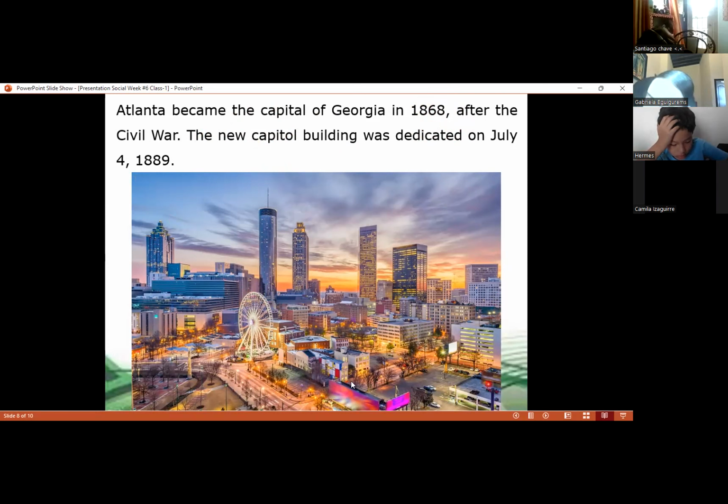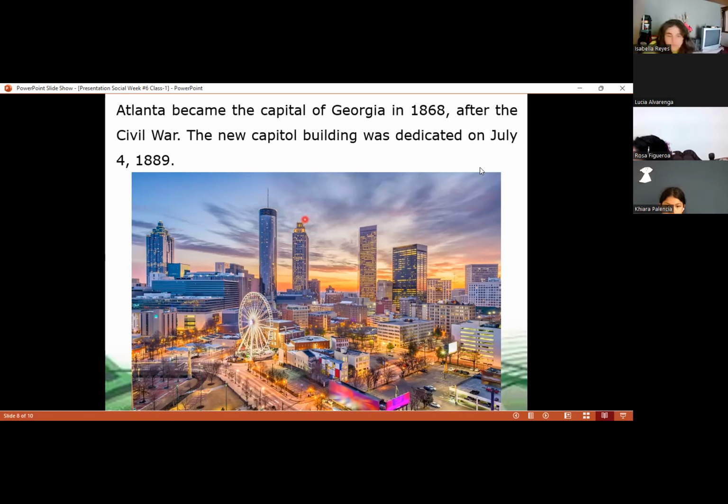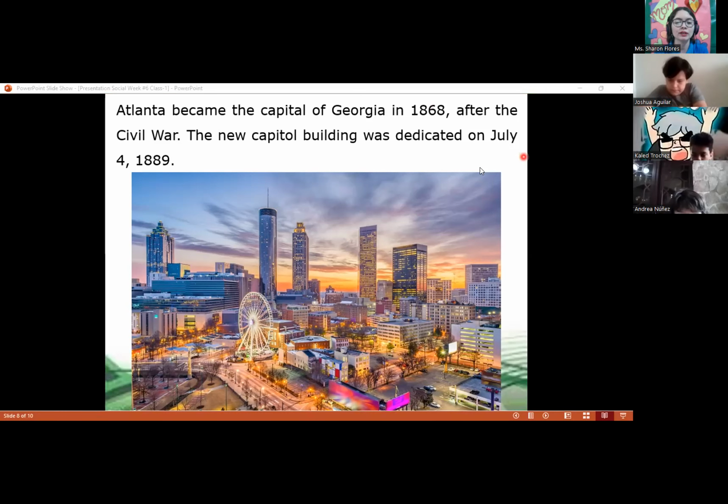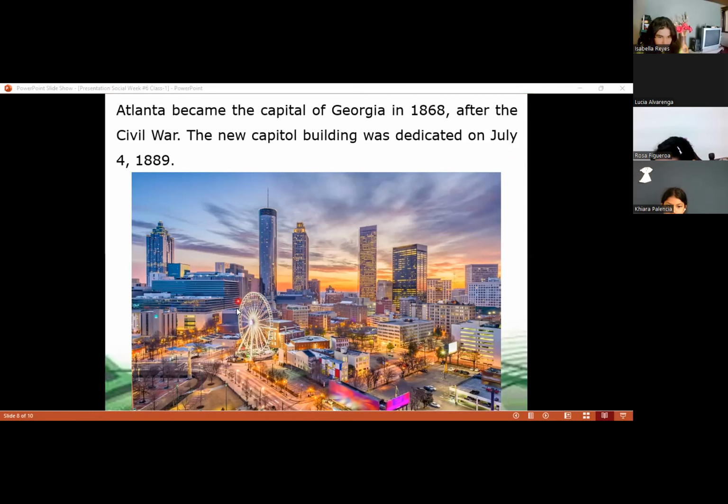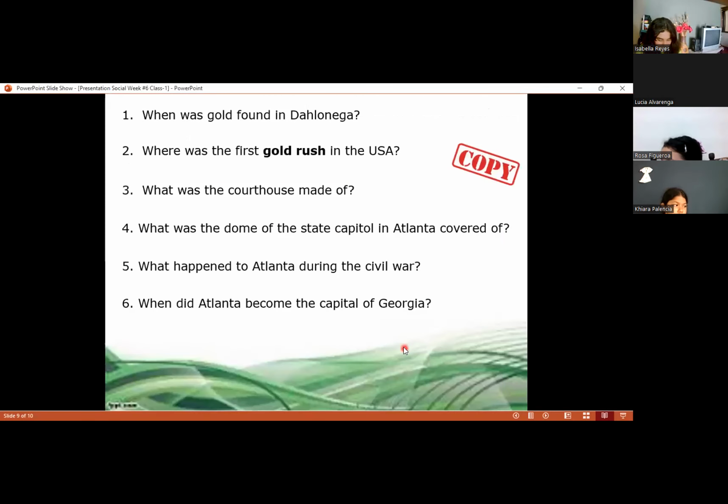And now Atlanta looks like this. After all this reconstruction and after many years of rebuilding and repairing the things that were destroyed during the Civil War, now Atlanta looks like this majestic city again, and is the capital of Georgia. Now, let's copy these 6 questions and the 6 answers, like a brief summary of the information that was included in this presentation class.